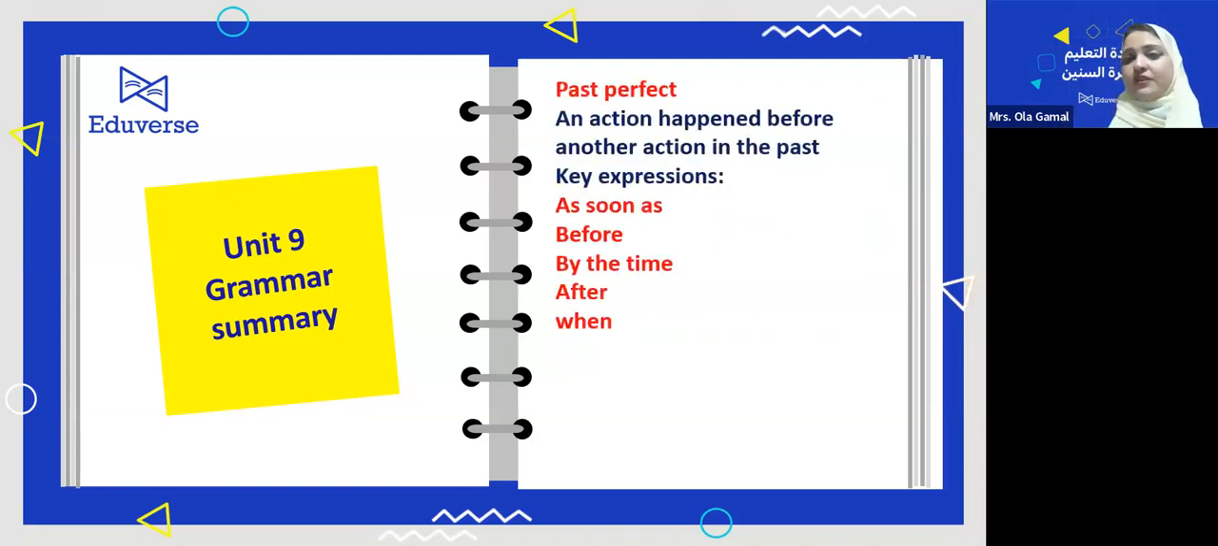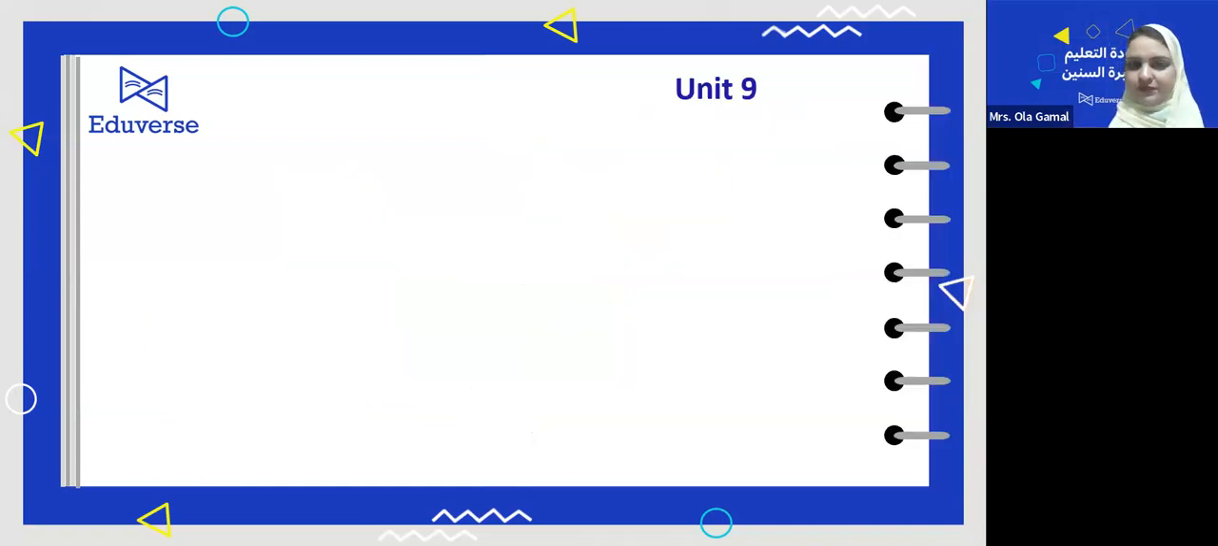For the past perfect, they are actions that happened in the past, and it's an action which happened before another action in the past. So it has to be in the past perfect. We have many key expressions: as soon as, which is followed by past perfect. Before and by the time must be followed by past simple, and after has to be followed by past perfect, and when has to be followed by past simple, and we have different notes for this.